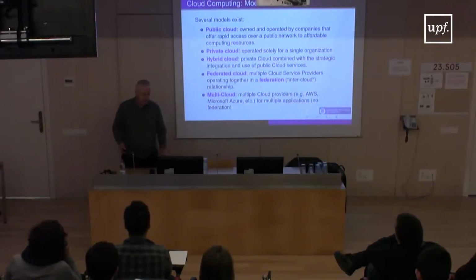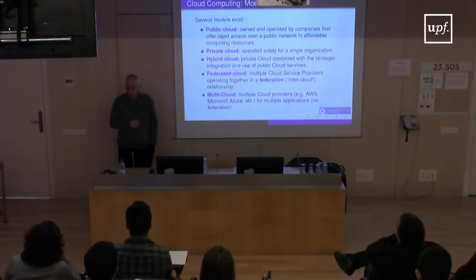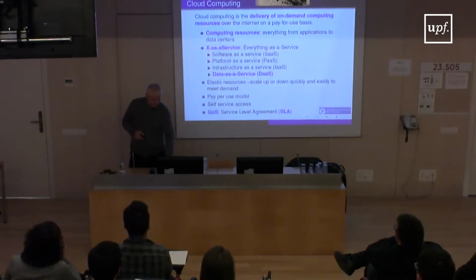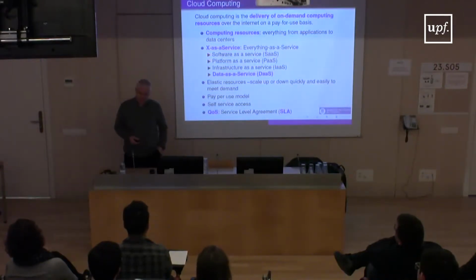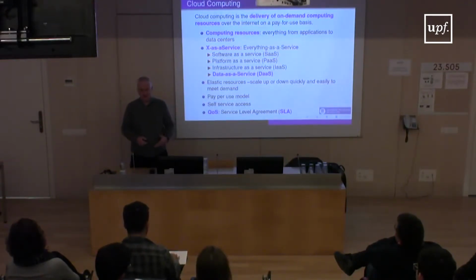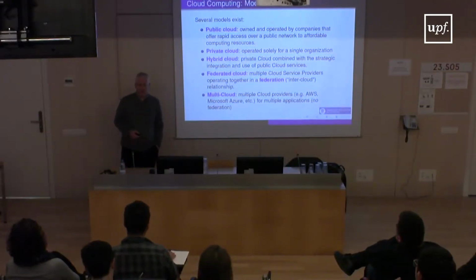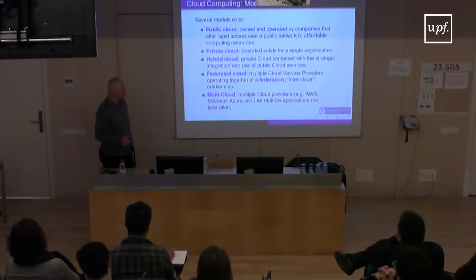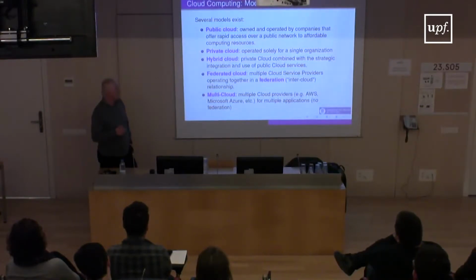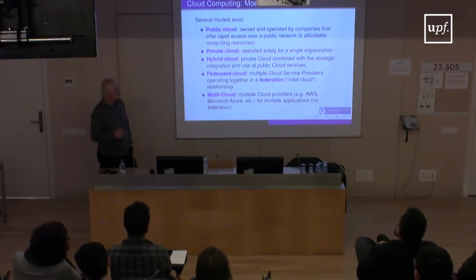Right? There are different kinds of cloud computing models. This is important to take into account, because when we talk, for example, about the service level agreement, this formalization, this contract could be one thing for a private cloud, could be another thing for a public cloud, and could be a completely different thing for a federated cloud, right? And obviously, this has a direct impact also on the optimization problems that we might wish to solve, right? So basically, the public cloud is owned and operated by companies that offer rapid access over a public network.